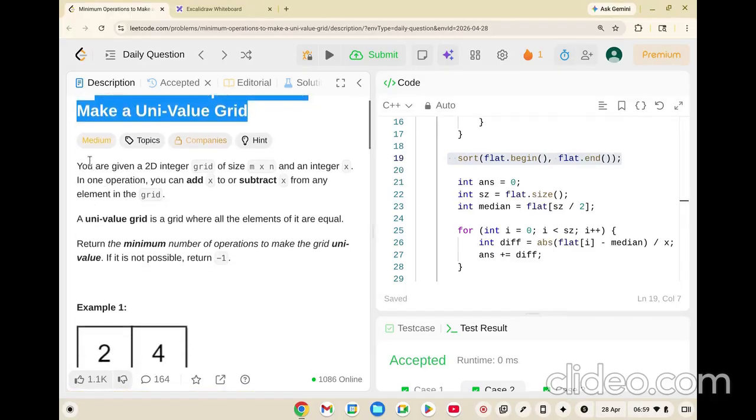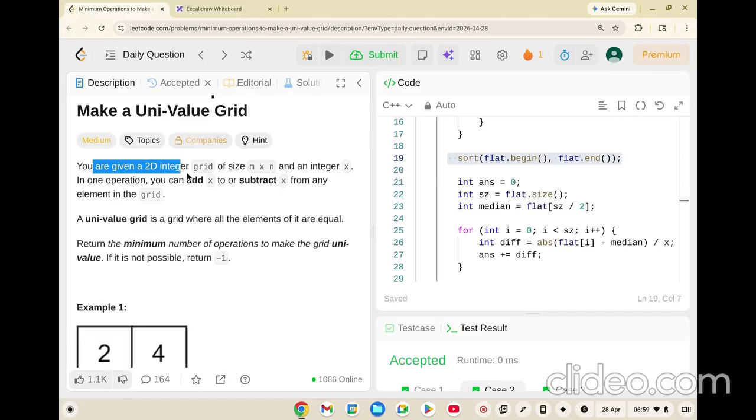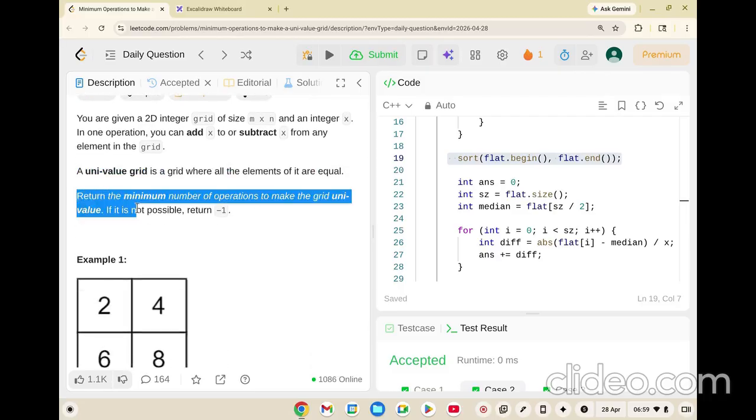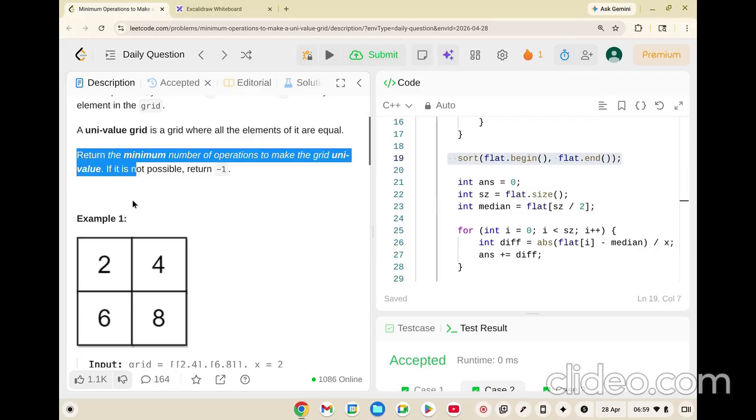You are given a 2D integer grid of size m cross n and an integer x. In one operation, you can add x or subtract x from any element in the grid. A uni-value grid is a grid where all elements are equal. You need to return the minimum number of operations to make the grid uni-value. If it is not possible, you need to return minus one.